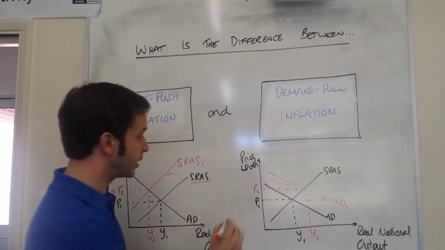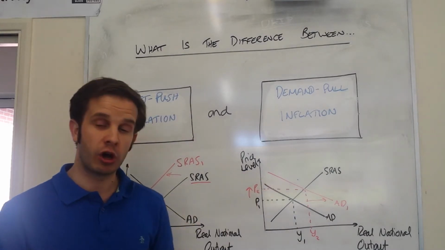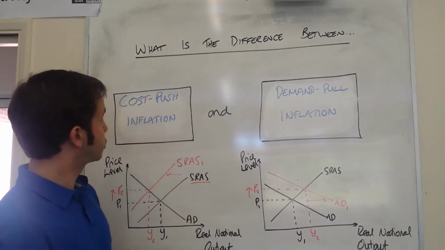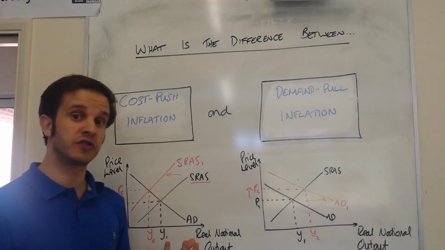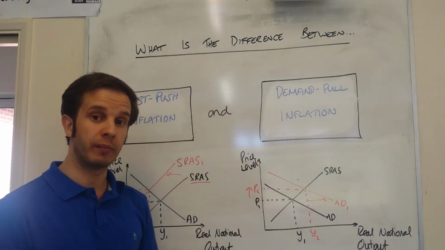And the result of that is that we again see this increase in inflationary pressure, but this time it's been caused by an increase in aggregate demand. So the difference between cost push and demand pull is where it comes from. Cost push affects the costs of businesses in one way or another, and demand pull comes from increases in aggregate demand.